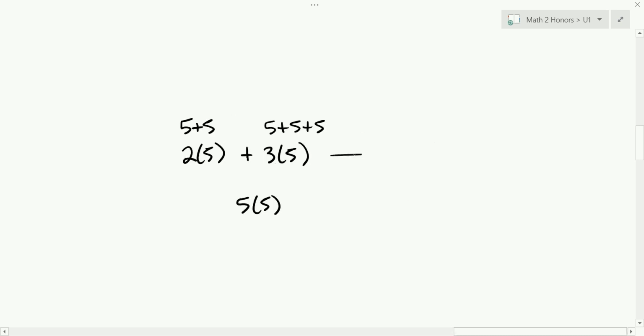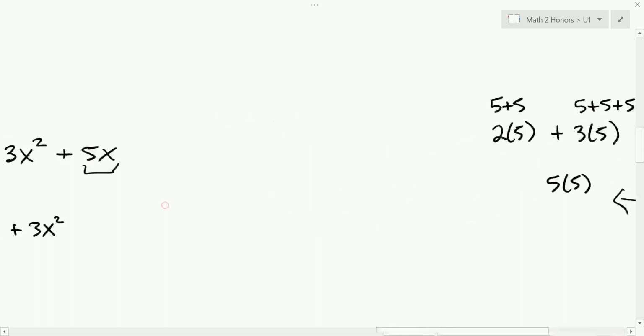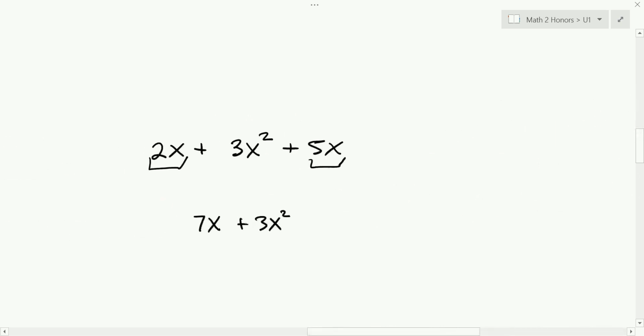Another way to think about it is factoring. Okay? These both have a 5. I could factor out a 5. If I factor out a 5, what's left? 2 plus 3. The 5s are gone, and I just get a 2 plus 3 here, and then again you end up there. Okay? So just a reminder of what you guys have been doing.